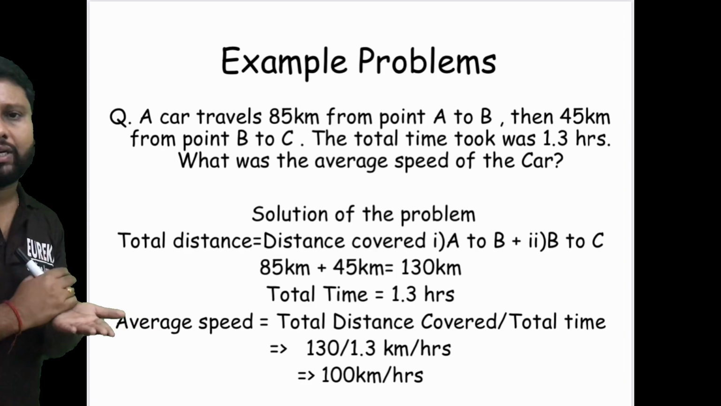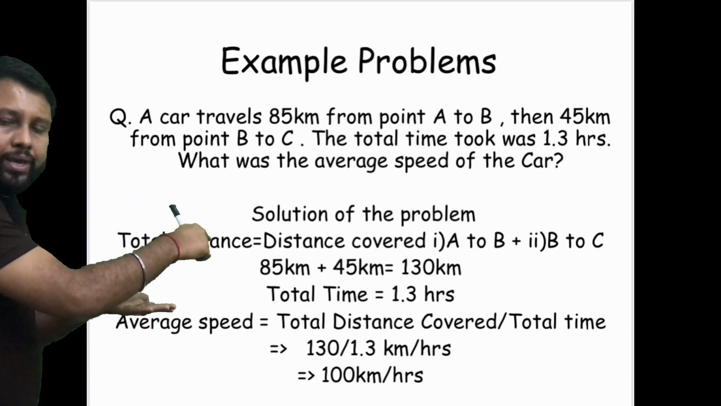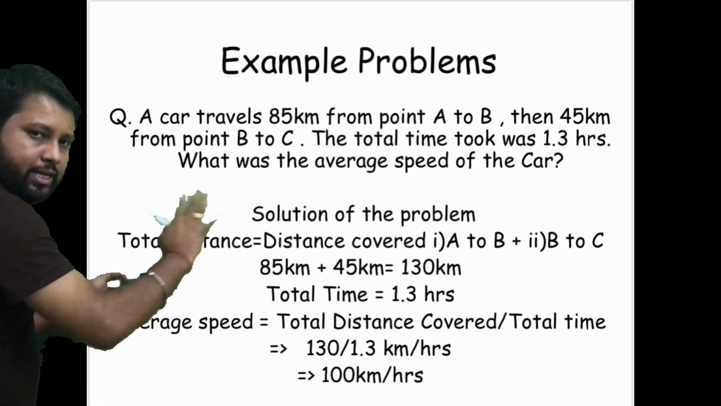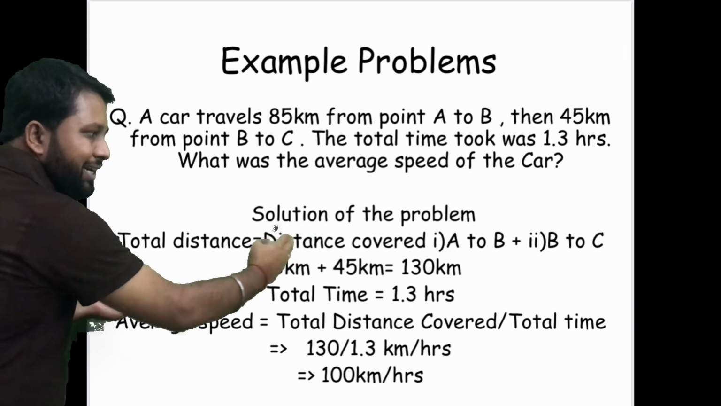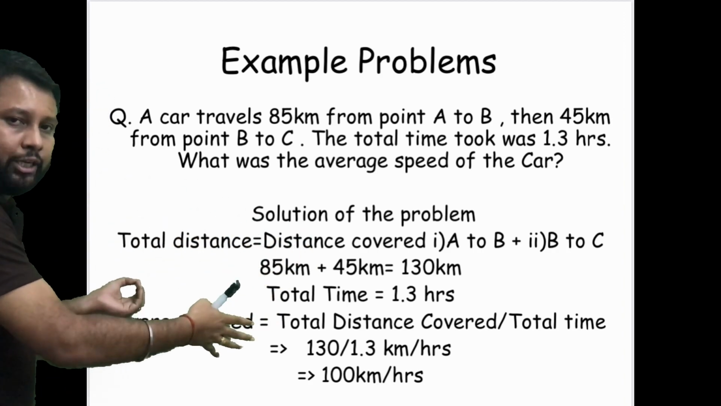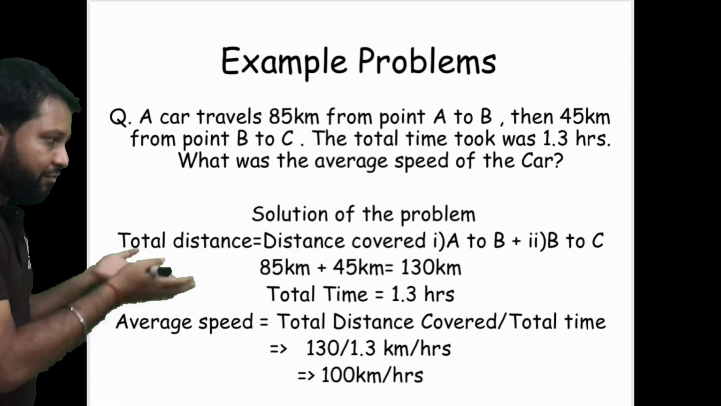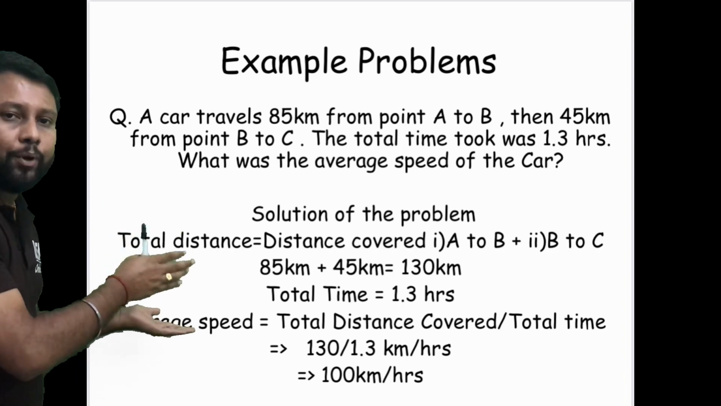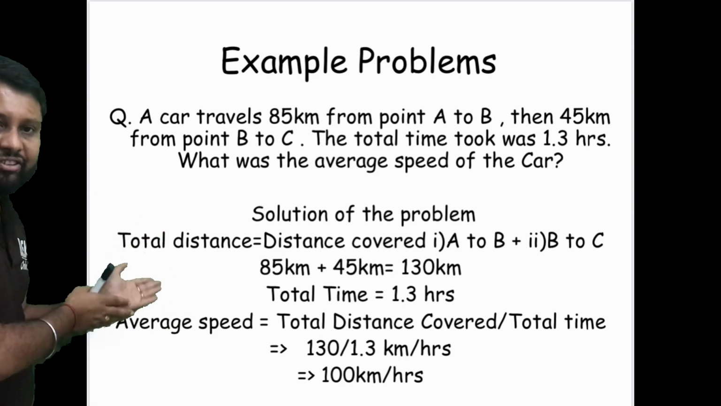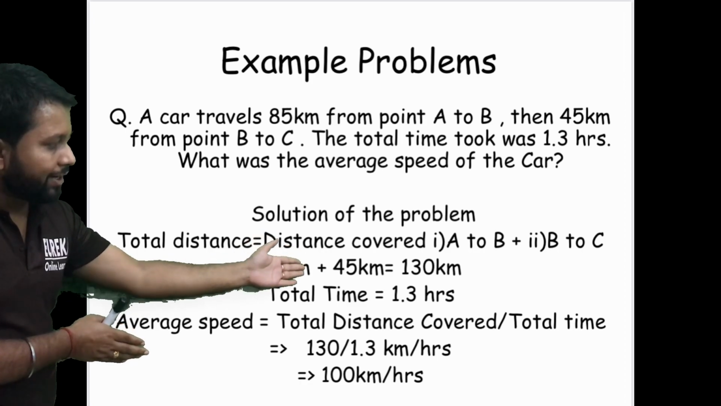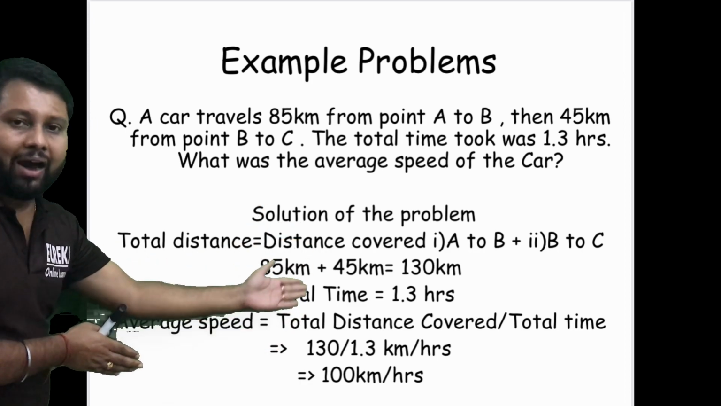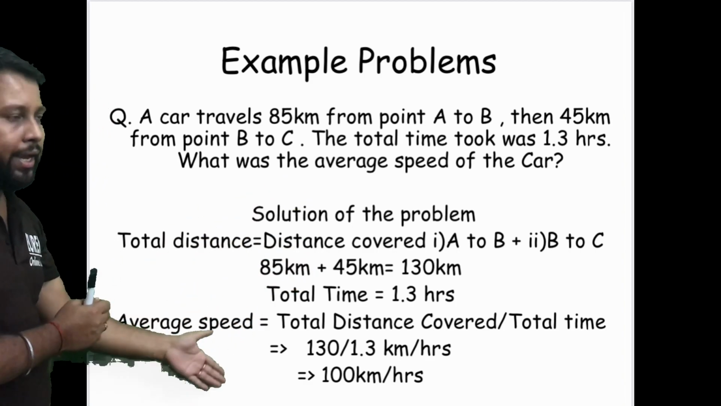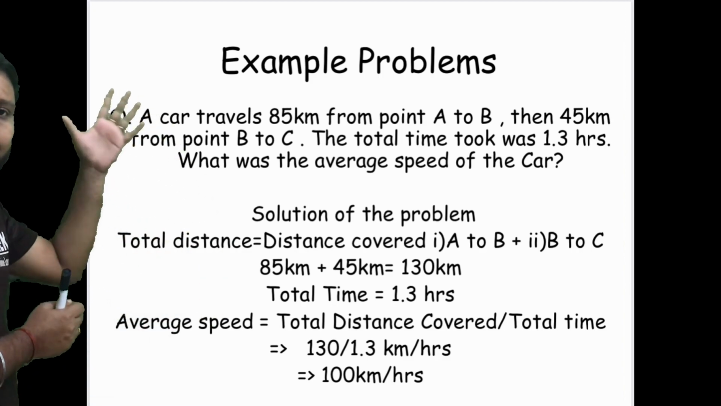So first we'll calculate the total distance. It is A to B plus B to C. A to B is 85 kilometers and B to C is 45 kilometers. So the total distance covered will be 130 kilometers. We have the total distance and the total time is already given in the question: 1.3 hours. So easily we can calculate the average speed. Our average speed will be 130 divided by 1.3. Our answer will be 100 kilometers per hour. Okay, simple. In this way we can solve many other examples.